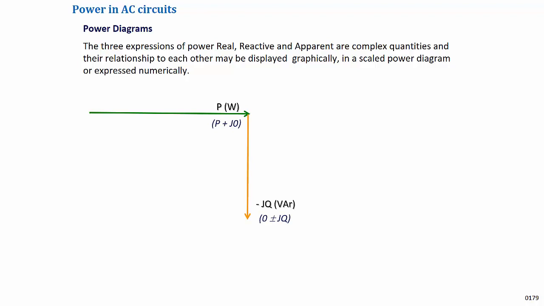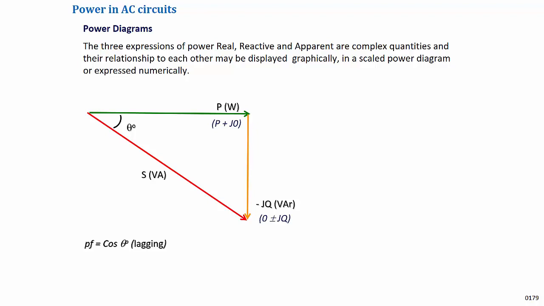The reactive power Q, or 0 plus or minus jQ, may be represented by a scaled line drawn at the end of the real power line P, either vertically up if the reactive power was positive, plus jQ, or vertically down if the reactive power was negative, minus jQ. Finally, the apparent power S is the resultant of the real power P plus the reactive power jQ, represented by a line drawn from the start of the real power to the end of the reactive power. The scaled value of the line is the magnitude of apparent power.